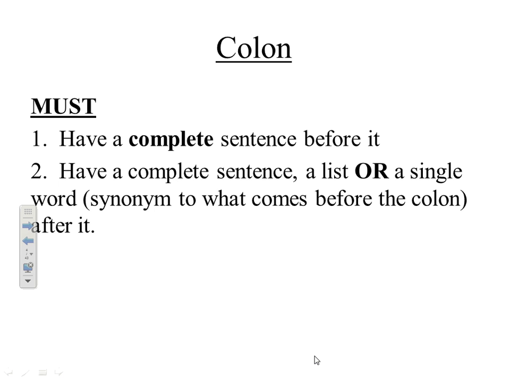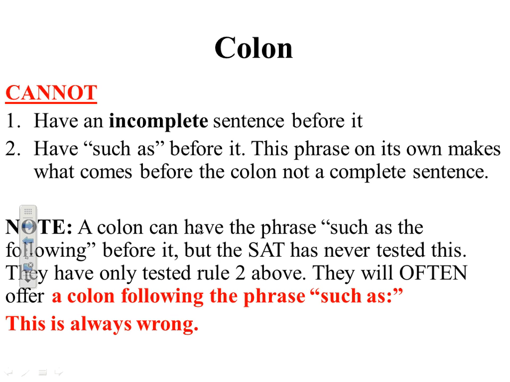Just to reiterate, a colon must have a complete sentence before it, and it can have a complete sentence, a list, or even just one word after it. Often in that case, it's a synonym to what comes right before the colon. So any of those can come after a colon. A colon cannot have an incomplete sentence before it. It cannot have the phrase such as directly before it. This phrase on its own makes what comes before the colon not a complete sentence.